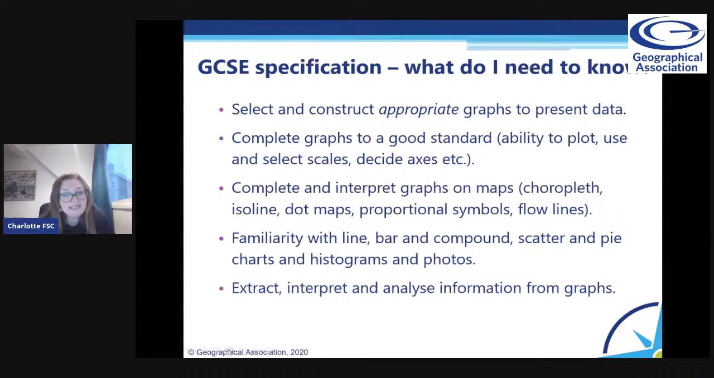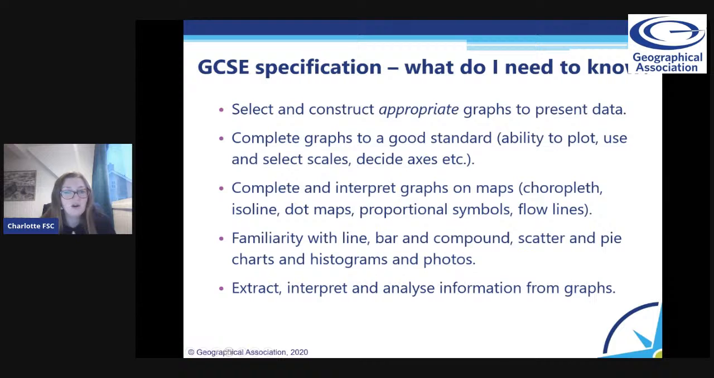We're also going to be completing some graphs, or working out how to complete graphs to a good standard. So you need to be able to show the ability to plot points, use and select appropriate scales, decide which axes to use, and so on. In your GCSE, you'll need to be able to complete and interpret graphs on maps.